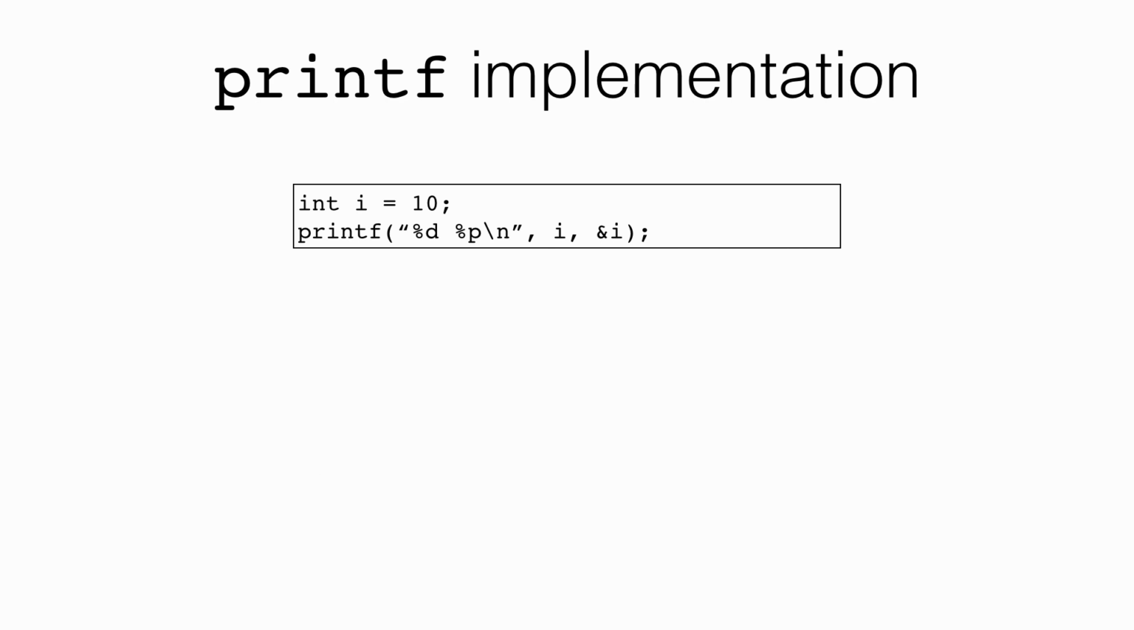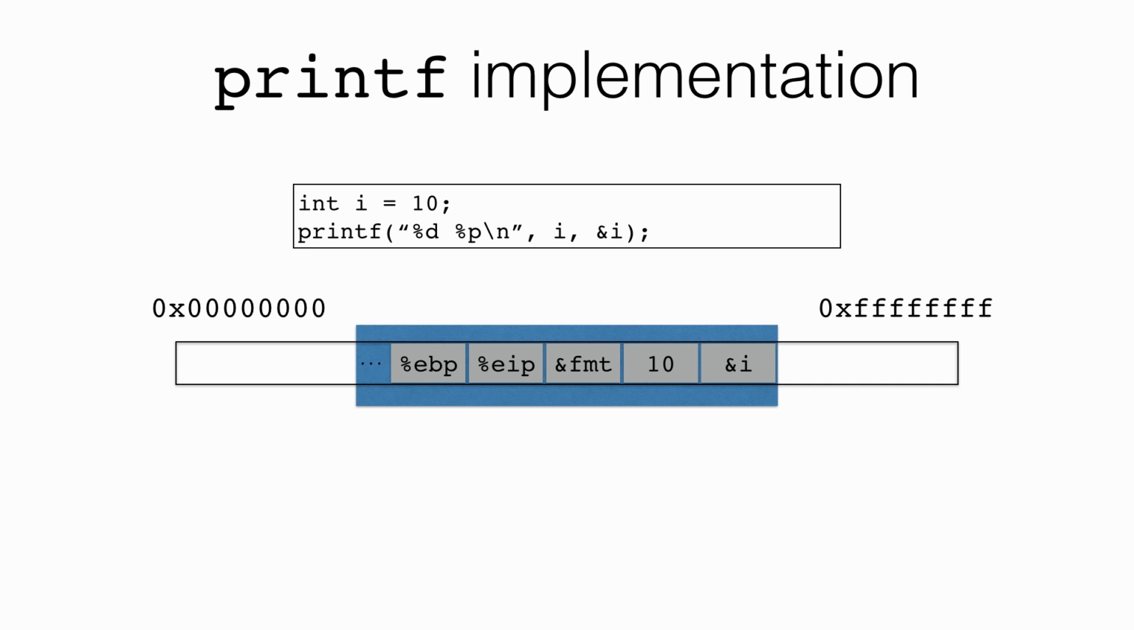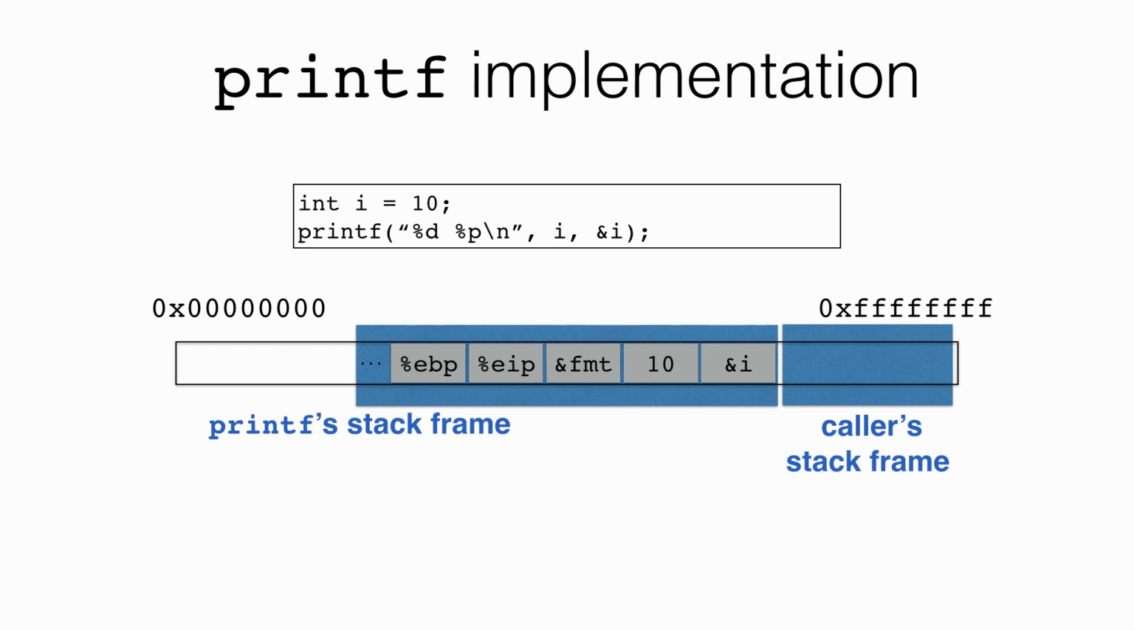Here we see a call to printf. It's going to print out i and its address using the %d and %p format specifiers. The first is for printing an integer, the second is for printing out a pointer. Here's what the stack might look like, with the topmost address range to the right and the stack growing from right to left as usual. We can see the arguments on the stack. First of all, the &i argument, the i argument, and the format string, pushed in reverse order.